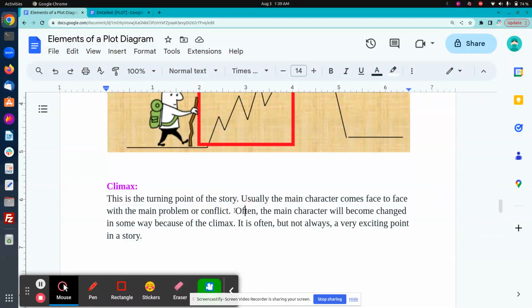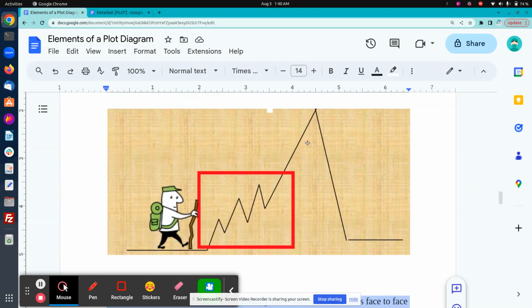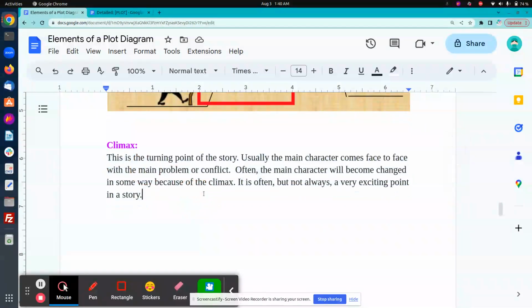Often, climax means the problem. Often, the main character will become changed in some way because of the climax. It is often, but not always, a very exciting point in the story. Whatever tension is rising in the rising action, the climax just turns it according to the way you wanted. So it can be a very breathtaking, very interesting part, but sometimes it is not what you want to happen. All right, sometimes you won't feel happy about the climax.